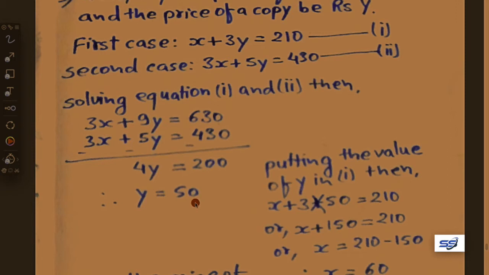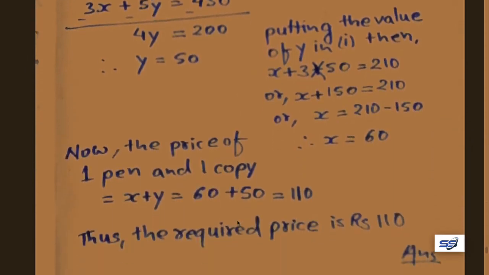On getting the value of y, we will get the value of x by putting it in equation 1 or 2. Here, putting the value of y in equation 1, it becomes x plus 3 into 50 equal 210, or x plus 150 equal 210, or x equal 210 minus 150. Therefore x equal 60. Getting the values of y and x, our required assumption is obtained here.